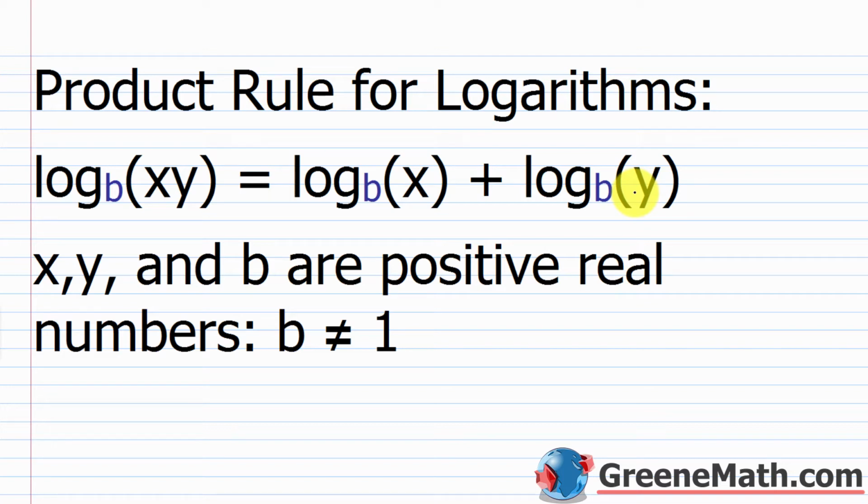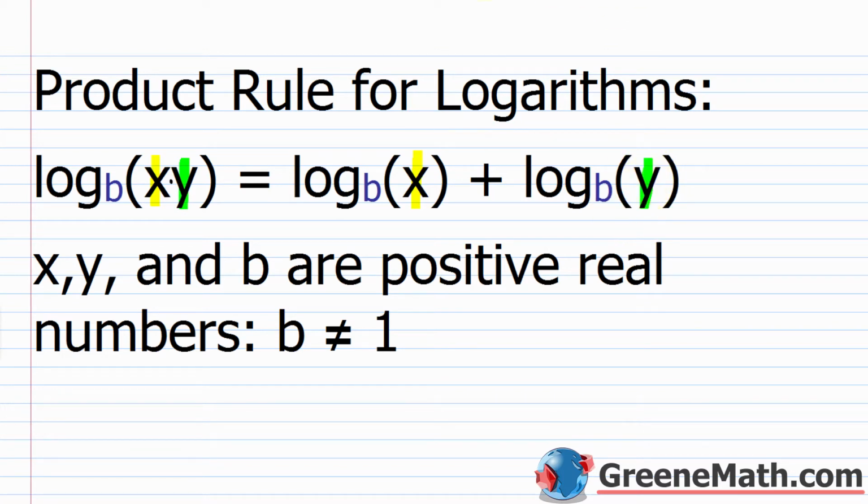I start out with log base b of x times y. So we can think of x as a factor, and we think of y as a factor, right? Those two are being multiplied together. And we expand this into, we say this is equal to log base b, so the base is the same, of x. X is the first factor. Then plus log base b of y. Y is the second factor.